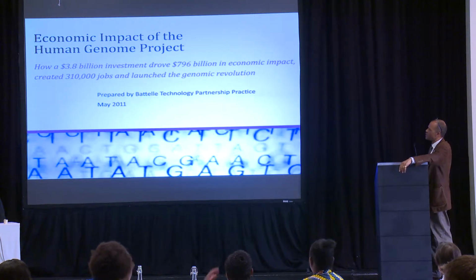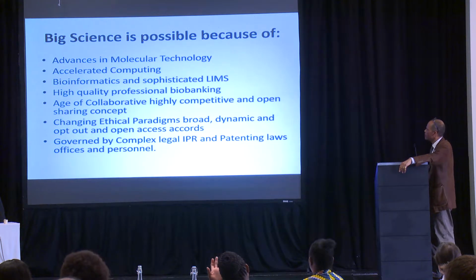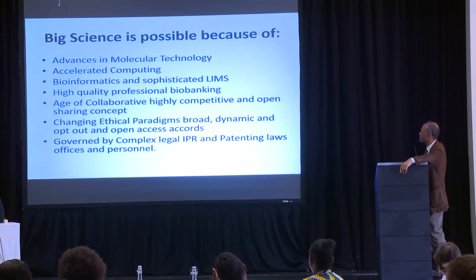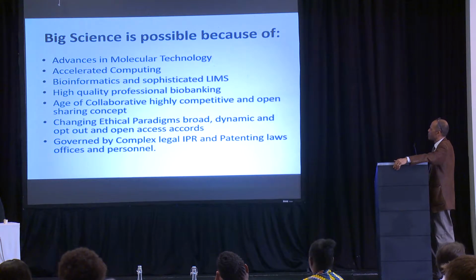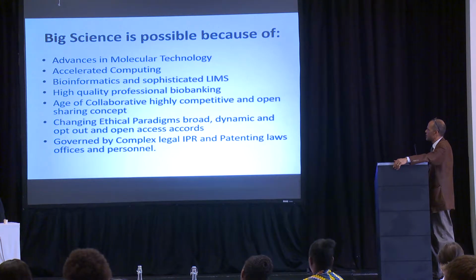And we in Africa need to start thinking about how these things are accrued and how benefits are acquired. So big science was possible because of advances in molecular technology, advances in accelerated computing, age of collaborative, highly competitive and open sharing concepts, something I'll touch on in a minute. And then these changing ethical paradigms of broad or dynamic consent.